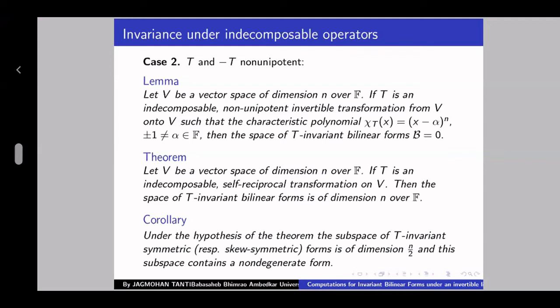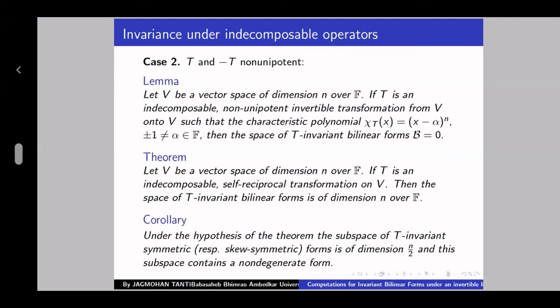Then the space of value of dimension n over F. So these all have been obtained with matrix computations. So under this hypothesis of the theorem, here n is even. So the subspace of T-invariant symmetric forms is of dimension n by 2, and skew symmetric is also of dimension n by 2. And the subspaces contain non-degenerate forms.